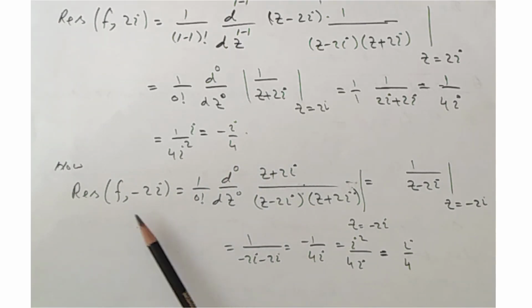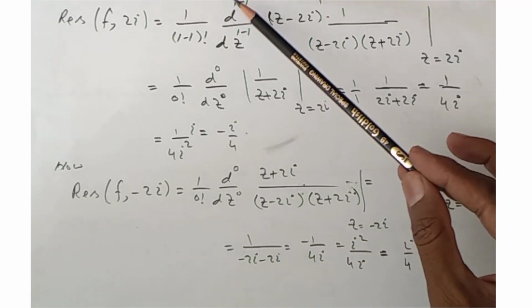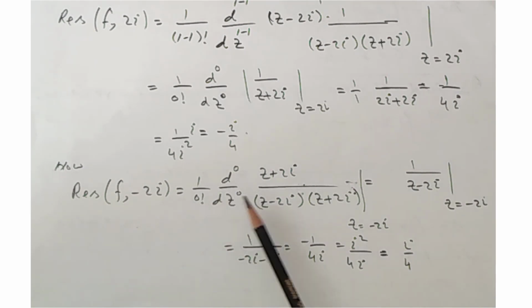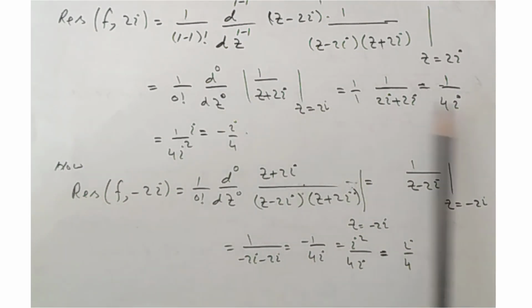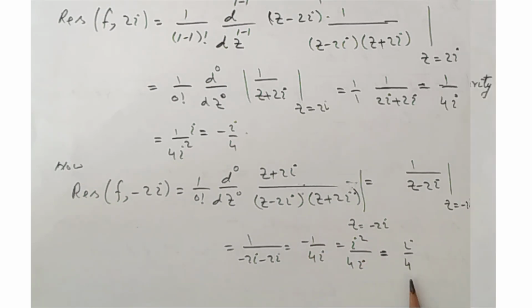Now the residue of the function at minus 2i. Again we put z equal to 1 in this formula, and after simplification this part becomes minus 1 by 4i. Minus 1 is i squared, and this is i by 4.